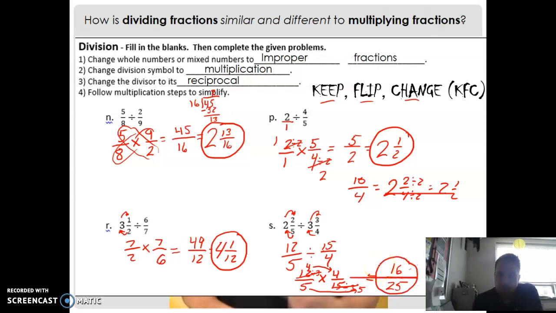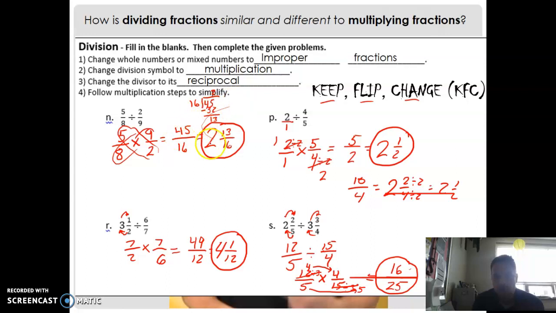16/25. Okay? So again, we went through this kind of quickly because it's the exact same thing as multiplication, because we're going to make it a multiplication problem. So if you had trouble with last night's homework, you're going to get more practice with multiplication today.